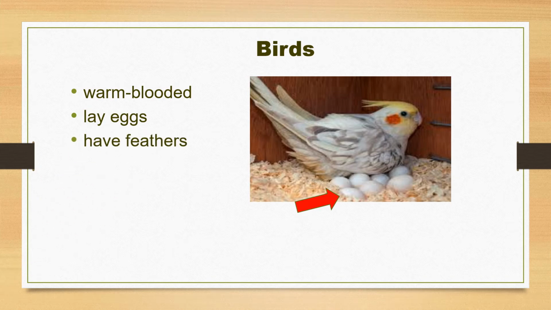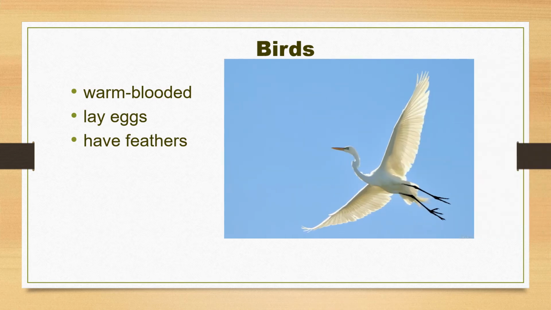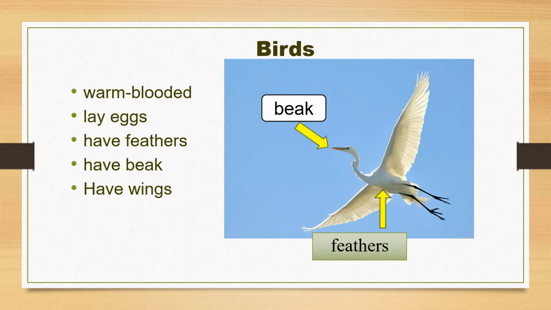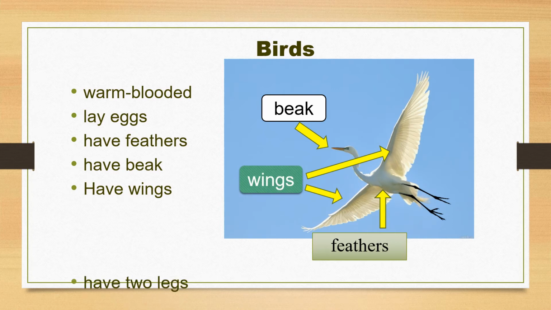What else? They also have feathers. So you have there, let us see an illustration of a bird. You have there the feathers. What else? Birds also have a beak. So this one is the beak. And they have also wings. So birds have wings there. This one, you call the wings.